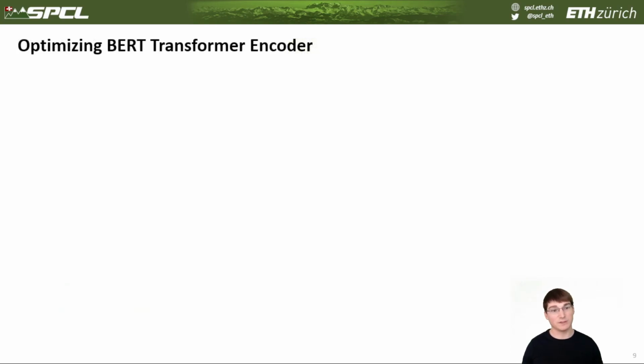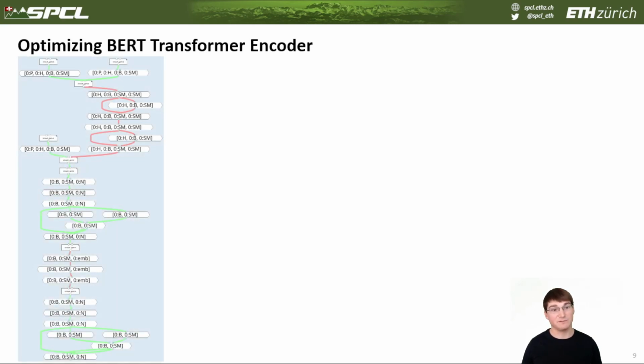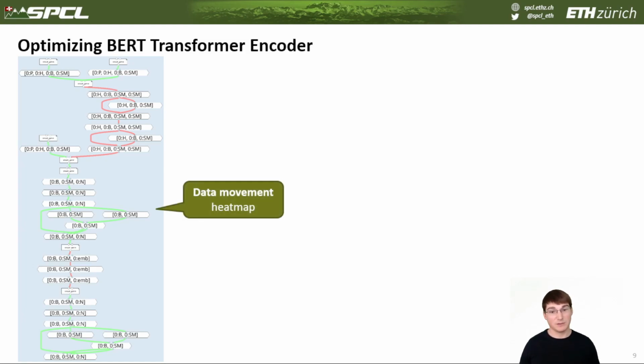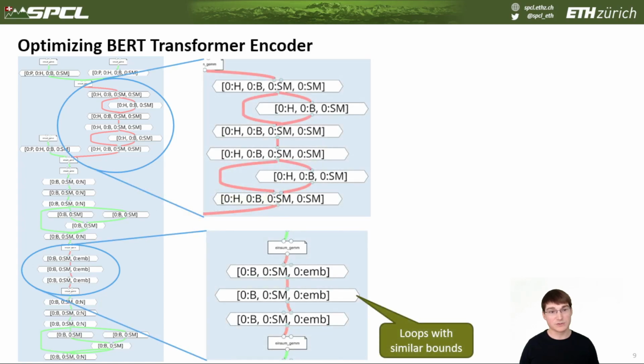So now let's look at what this looks like in practice. We can analyze the encoder layer of a BERT transformer, which is a natural language model. If we take a naive Python implementation and feed it through DaCe, this is the SDFG that is being generated. By using the data movement overlay, we can immediately see that there are two regions here with a lot of red colored edges, which might indicate a high volume of data movement and consequently a potential data movement bottleneck.